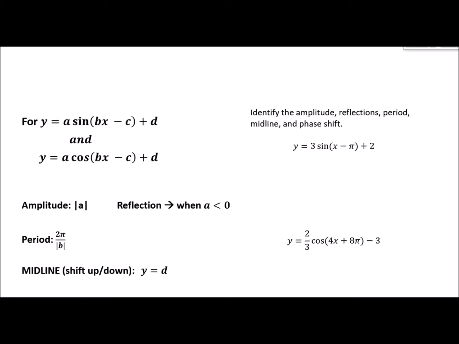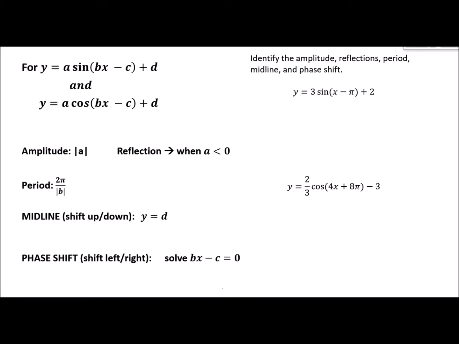So when it comes to graphing, here's what you're going to do. First, identify all your pieces. Get everything pulled from the equation: amplitude, reflection, period, midline, and phase shift. So for this one, our A is 3. That's our amplitude. I'm going to write AMP just to make sure we're following the same. Amplitude is 3. It is positive, so there is no reflection. Your period is 2 pi over b, which in this case, b is 1. So my period equals 2 pi.